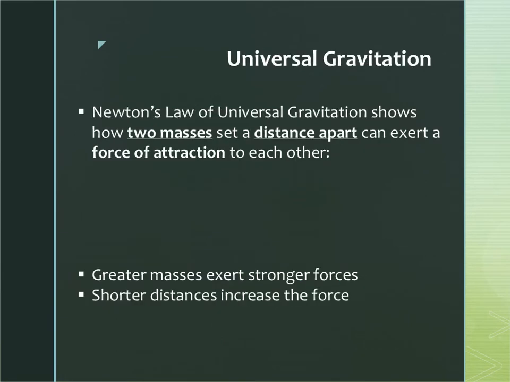And then finally, we're going to talk about Newton's law of universal gravitation. It shows how two masses set a distance apart can exert a force of attraction. So this is shown by this equation: F of g is equal to big G, m1, m2 over r squared. So we've got two masses, m1 and m2, over the set distance, r. Sometimes it stands for the radius of a planet. And sometimes you're dealing with celestial bodies where their values are on the reference table.